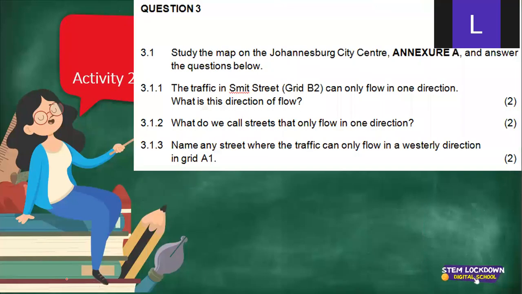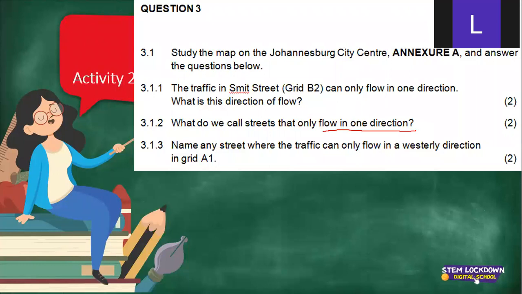Okay, next question. What do you call streets that only flow in one direction? This is actually like general knowledge, so some of you might not know the answer, and some of you might know the answer. In fact, it's not the street, it's the traffic that flows in one direction. What do you call that street?